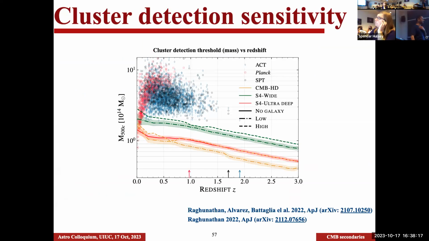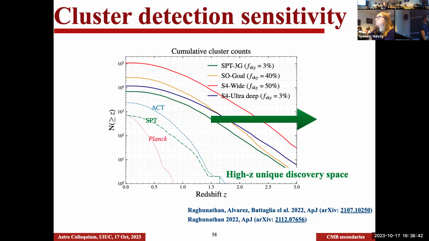So this is basically the detection sensitivity for clusters from future surveys. Okay, so the horizontal axis here is the redshift. The vertical axis is the mass, the minimum mass that can be detected as a function of redshift. And these dots are all the ones that we have already detected. And then these colored lines are the ones that we expect from future surveys like CMB-S4. In the next plot, this is pretty much the same thing, but showing the expected number of clusters as a function of redshift.